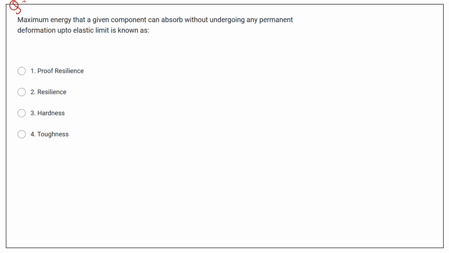Then seventh question. Maximum energy that a given component can absorb without undergoing any permanent deformation up to elastic limit is known as? So here this is known as proof resilience. Proof resilience is the maximum energy that a given component can absorb without undergoing any permanent deformation up to its elastic limit. Okay, so the next term is modulus of resilience.